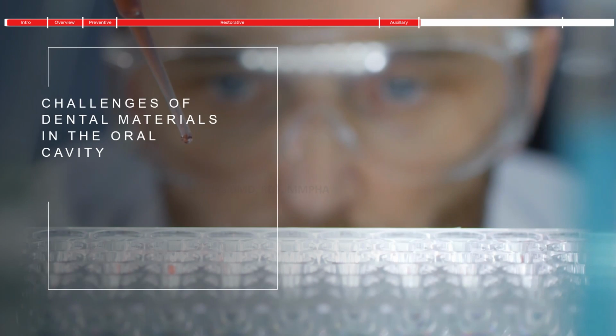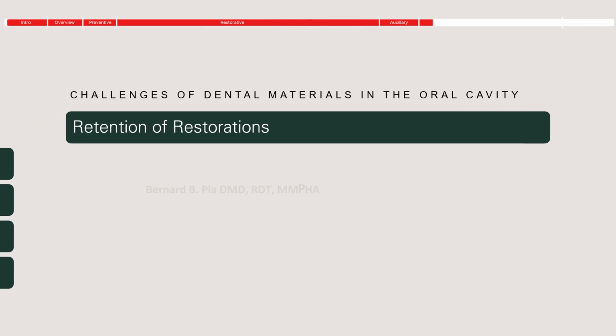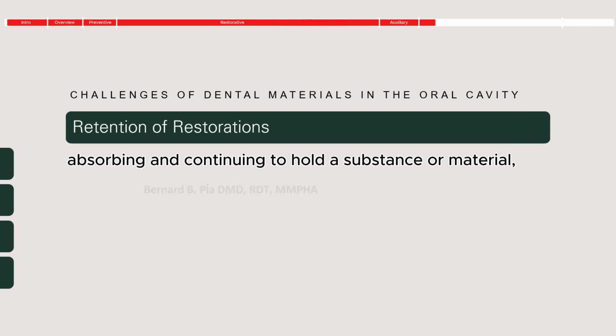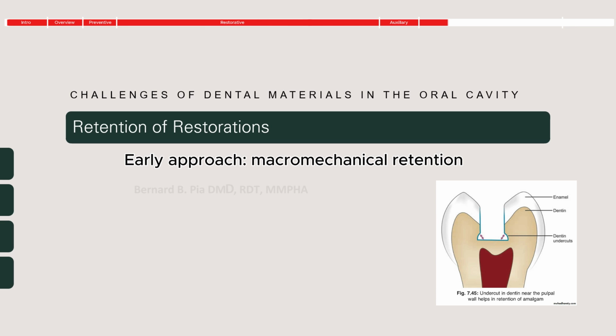Challenges of dental materials in the oral cavity. 1. Retention of restorations. Retention, that is, the action of absorbing and continuing to hold a substance or material. Enamel and dentin, for instance, are two different biological materials held together by a graded interface varying smoothly between the two adherent phases. The early approach was to remove the tooth structure, mainly to provide a location for macromechanical retention and create resistance to dislodgement of the restorations.